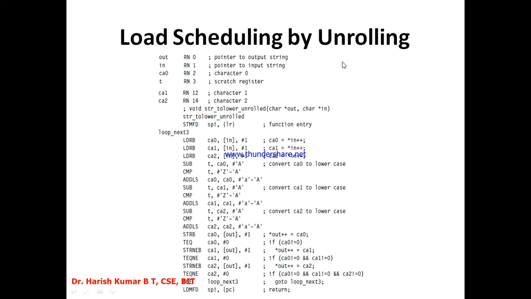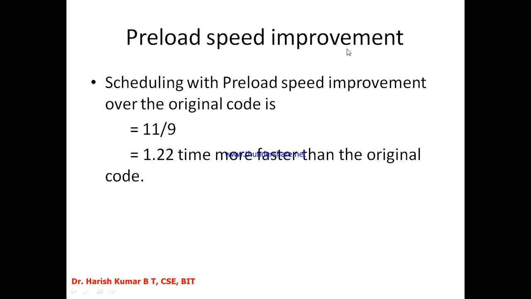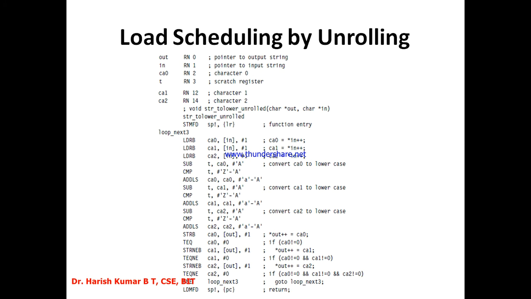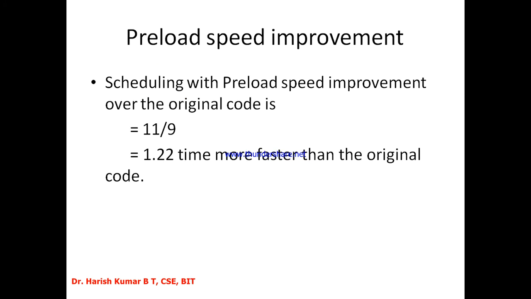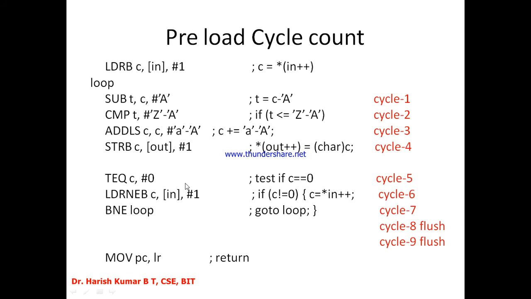Next, scheduling by unrolling. You understood how to schedule or optimize by using the concept of preload, that is, loading the data required for the next iteration along with the current iteration. That is what preload is. Now there is something called unrolling, also loop unrolling. In this loop, how many items were we converting? Only one item, from uppercase to lowercase, and this loop was written.